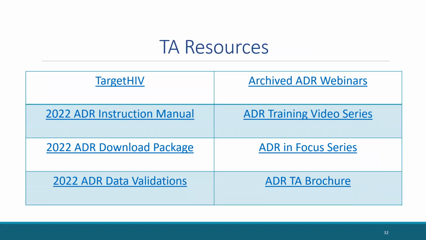Shown here on the screen are great resources to use while working on your 2022 ADR. The Target HIV website contains a lot of great information relating to the ADR. Here you can find the 2022 ADR instruction manual, the 2022 submission timeline, past webinars, and a lot more resources related to the ADR that I have included on the slide. I do recommend reviewing the ADR in Focus series, where you can access the ADR changes document. Also, ECF from the DIS team will chat out a link to the Target HIV website where you can find the listed resources posted.